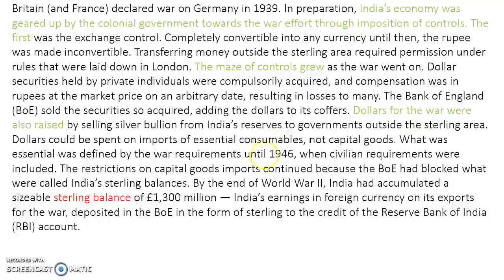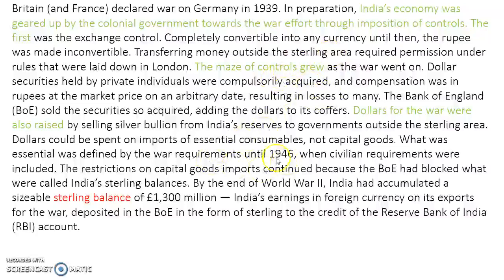When you go through this passage, we mark what is important in terms of inferences and what is facts. You start with the fact that the Indian economy was geared up by the colonial government towards the war effort through imposition of controls. This is how the writer sets the passage. So this is important. Then it describes those controls. All the controls are described till here.